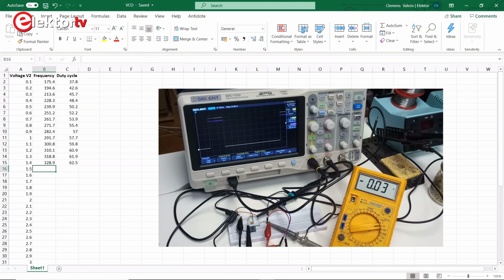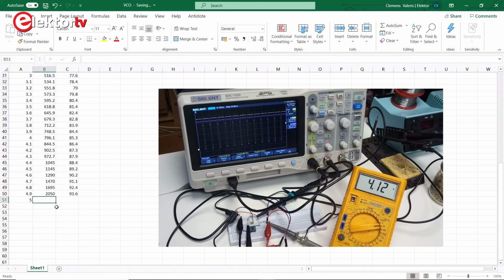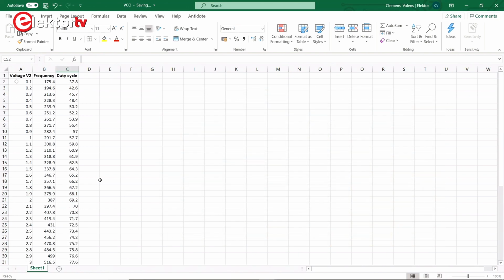To get an idea of the performance of the voltage controlled oscillator, I have charted some data. I manually adjusted control voltage from 0.1 volts up to 5 volts in steps of 100 millivolts and entered the frequency and duty cycle as measured by my oscilloscope in an Excel spreadsheet. And then I created XY scatter plots for them.